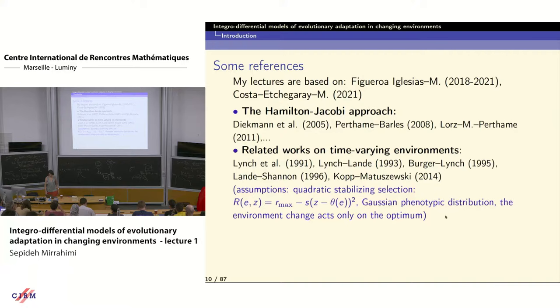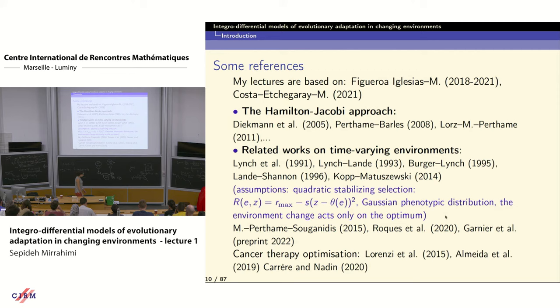And there have been actually a lot of works recently on these types of selection mutation models in time-varying environments, considering different questions and different scalings. And also different types of reproduction, for instance, sexual reproduction.